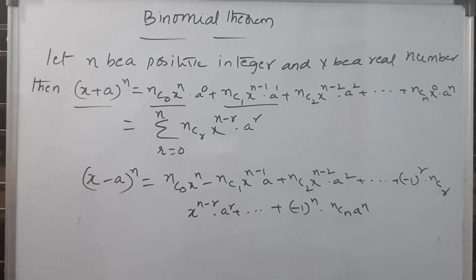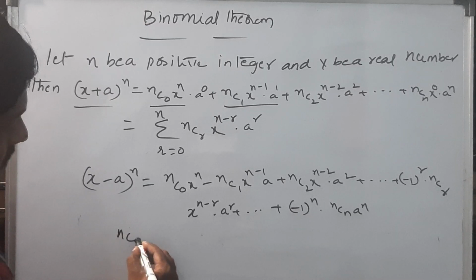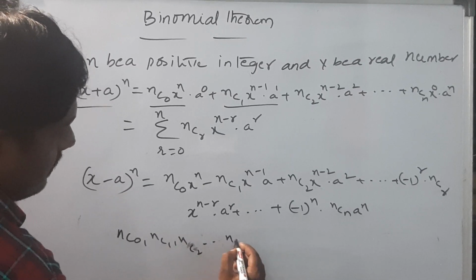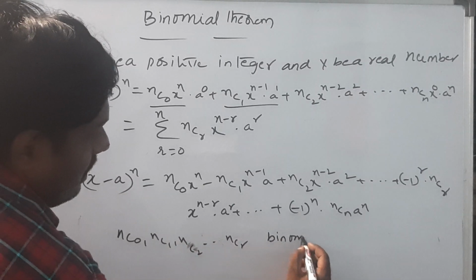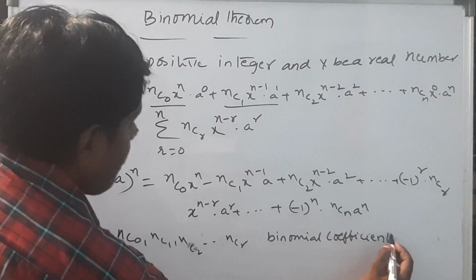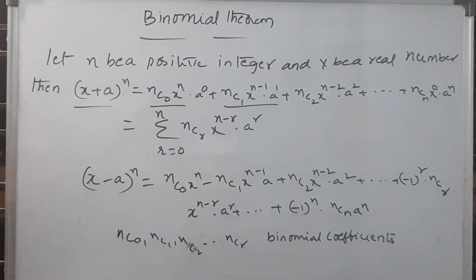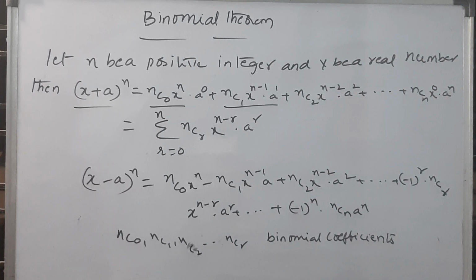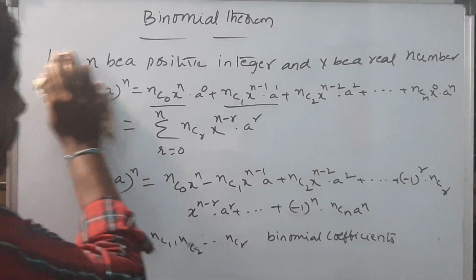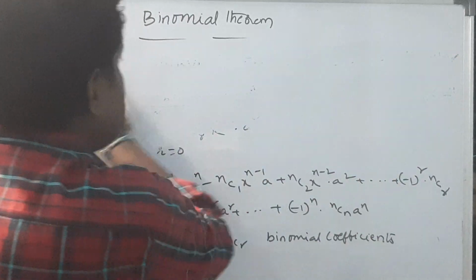Here nC0, nC1, nC2, nC3 and so on up to nCn are called binomial coefficients. In the expansion, (x + a) whole power n contains n + 1 terms.